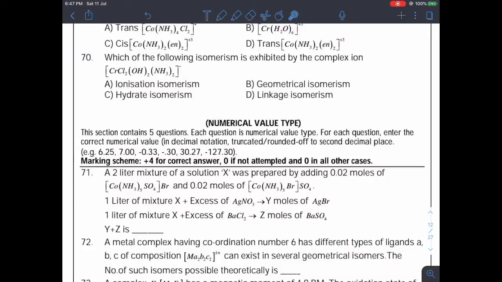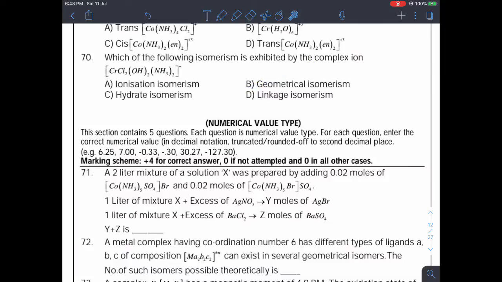So we cannot think about ionization. We can't even think about hydrate isomerism, right? Because outside at least some ion should be there. And we cannot think about it, because you see it is negative, that means a positive ion would have to be there. So how will we exchange? And linkage obviously is not there. So what might be the possibility? Yes, geometrical isomerism. So geometrical isomerism is possible.